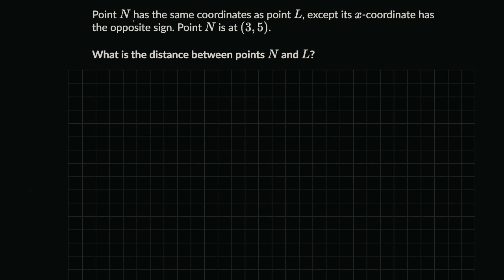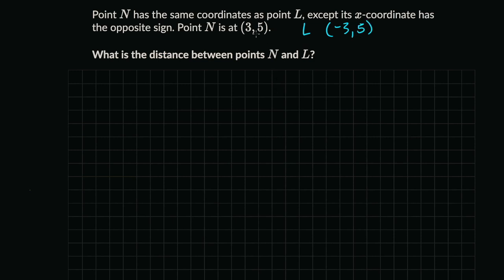It says point N has the same coordinates as point L, except now its x-coordinate has the opposite sign. So this is instead of the y-coordinate having the opposite sign, the x-coordinate does. So in this scenario, this is N right over here. So point L is going to have the opposite coordinates on the x. So point L is going to be -3, but it's going to have the same y-coordinate, 5.